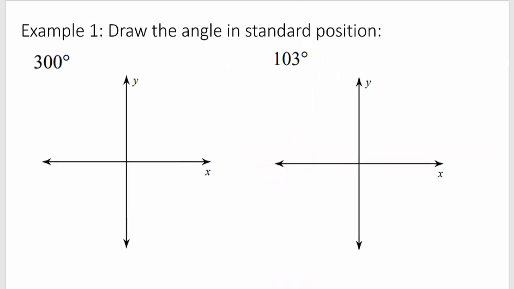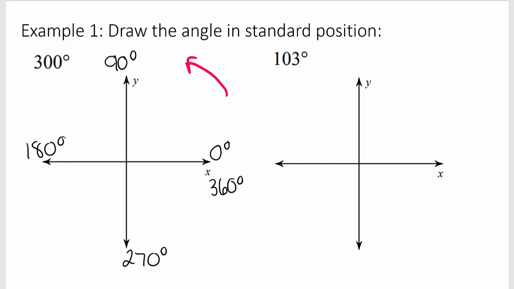Now let's use this information to draw angles in standard position. In the first example, we have 300 degrees. It is positive, so that means that we are going to rotate counterclockwise. I'm going to start by putting the angles on our axis. 300 degrees falls between 270 and 360. I'm just going to eyeball this. We are not using a protractor. So that means that the terminal side is going to fall in the fourth quadrant.